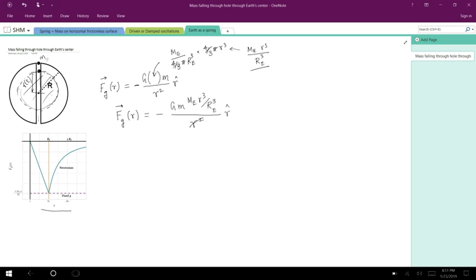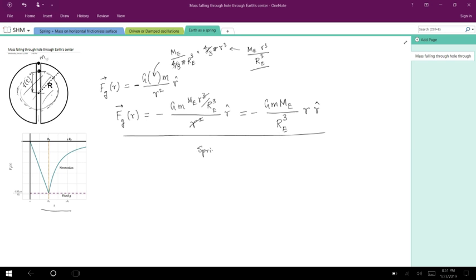So this r squared from the denominator will cancel with the r cubed in the numerator, and we will eventually get negative G little m capital M_e over R_e cubed with an r times r hat. So now let's compare this force with our force for the spring.